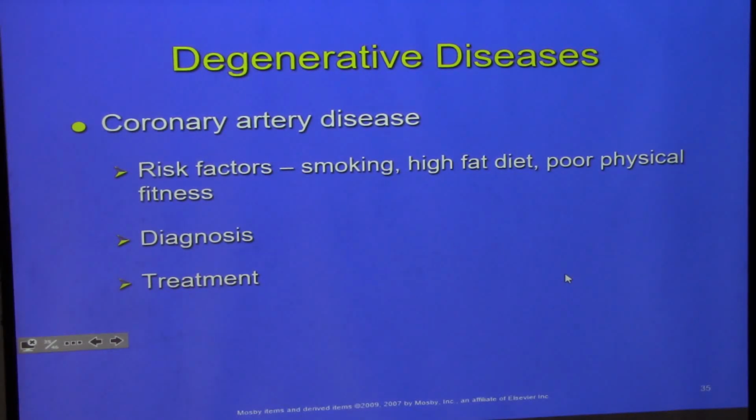Now, diagnosis. A lot of times diagnosis is via EKG. That's going to be definitive. And then treatment. If somebody has coronary artery disease, the doctor can go in there and do a bypass. They can do angioplasty and place a stent.